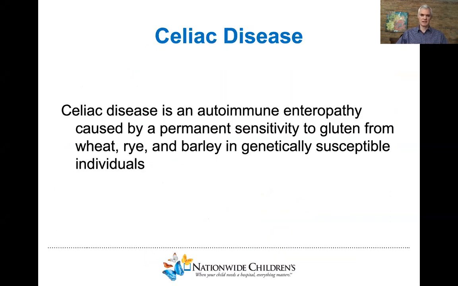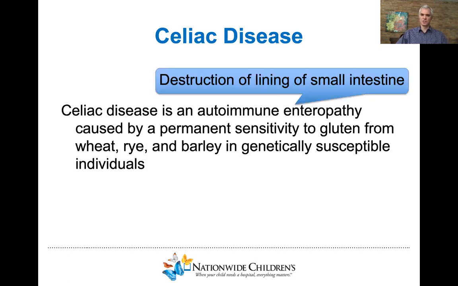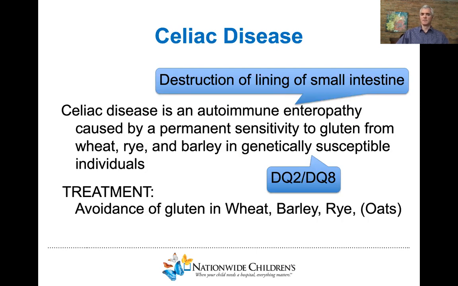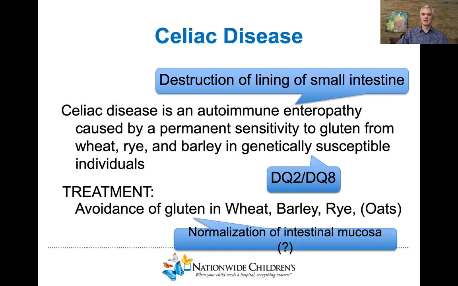The definition of celiac disease is an autoimmune enteropathy caused by a permanent sensitivity to gluten from wheat, rye, and barley in genetically susceptible individuals. So a somewhat complex definition, let's break it down. Basically, it means destruction of the lining of the small intestine, having to do with genetics, and particularly DQ2 and DQ8. The treatment involves avoidance of gluten found in wheat, barley, and rye, and this leads to normalization of the intestinal mucosa.